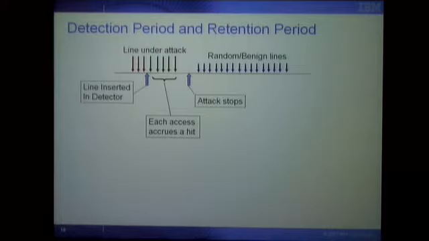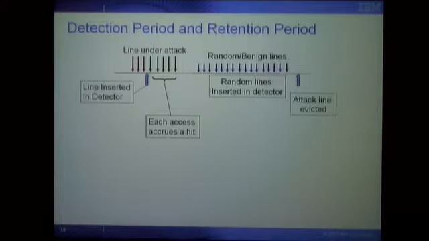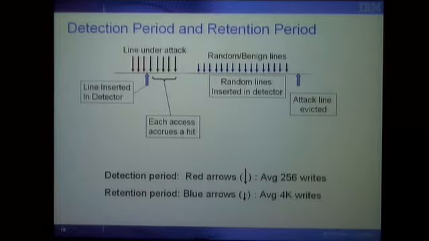When the attack stops, other lines start coming into the detector, and the attack line will get evicted from the detector. So the detection period is essentially the time before which the attack gets detected, and the retention period is how long an attack line is retained before getting evicted from the detector, how many random writes are required for the line to get evicted. And this creates a vulnerability.